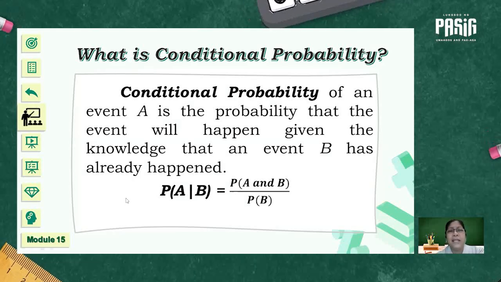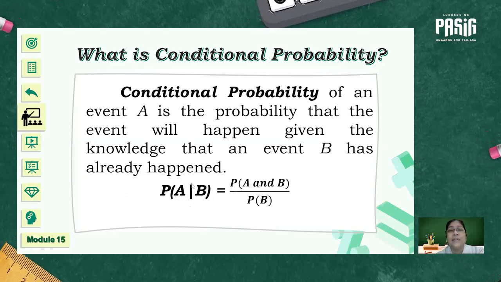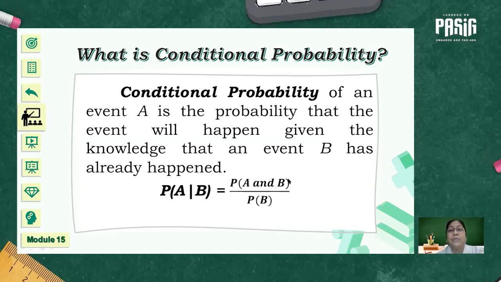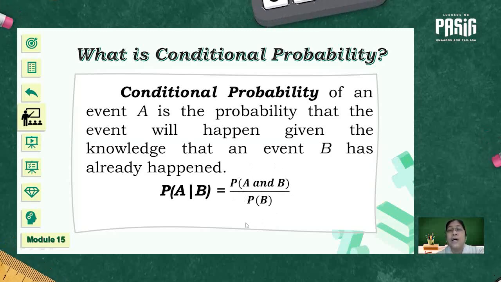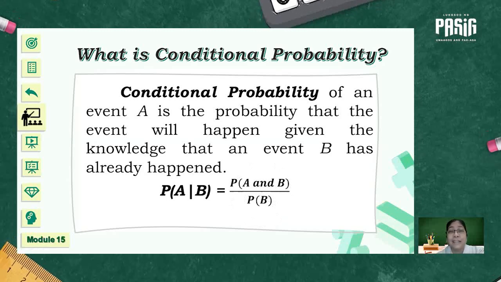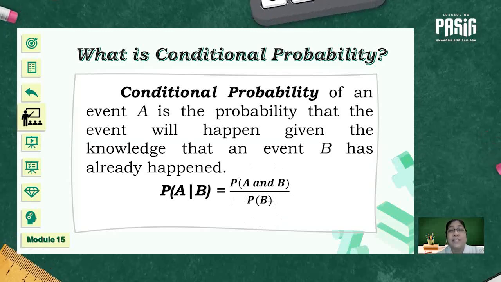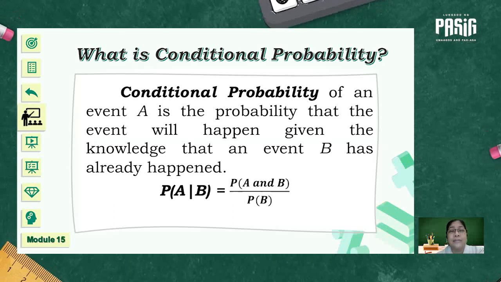What is the formula again? We were given the two events. B has already happened. A will happen. And it is equal to their intersection divided by the probability of the event that already happened. Please take note of that. And let's make use of this formula in the following examples.